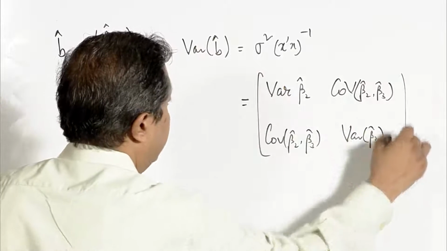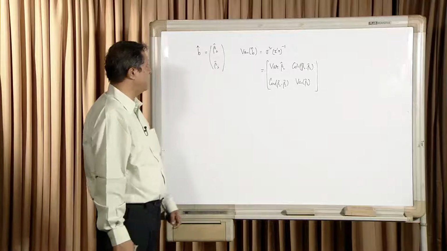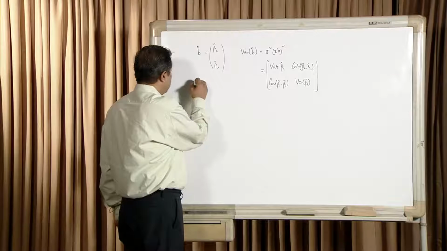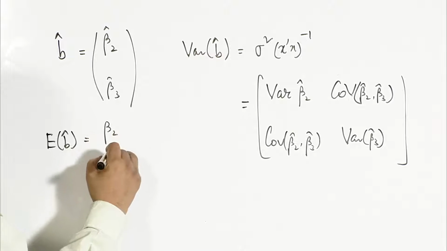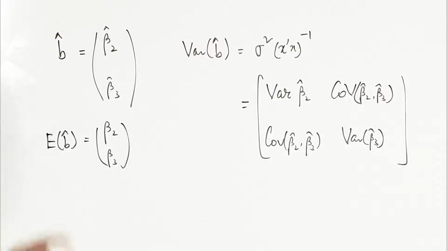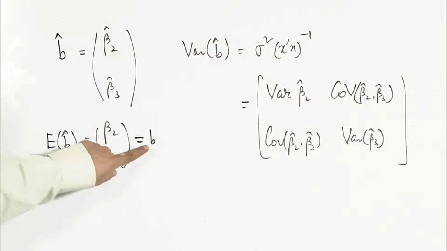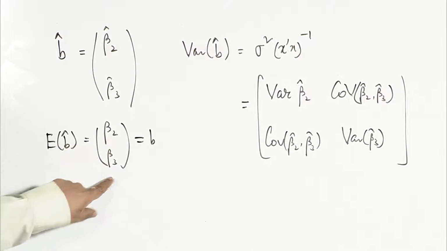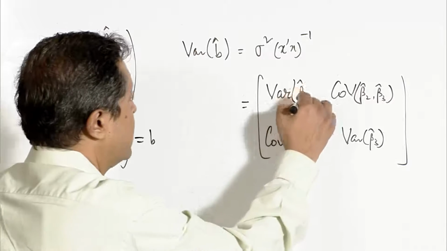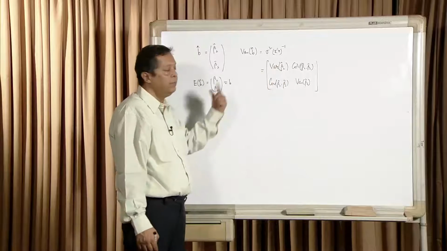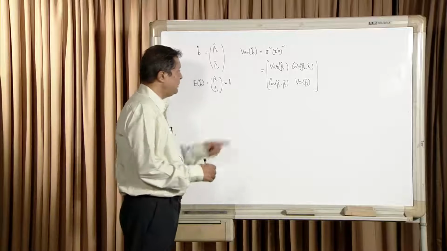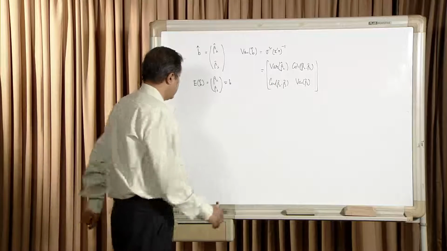So, that is the variance covariance matrix, and we know that expectation of beta hat is equal to beta 2, beta 3. So, therefore, b hat follows a normal with mean b, which is beta 2, beta 3, and variance covariance given by this matrix. We will take up each term at a time, and then we will go to the generalized version. Let us look at variance of beta 2 hat first.